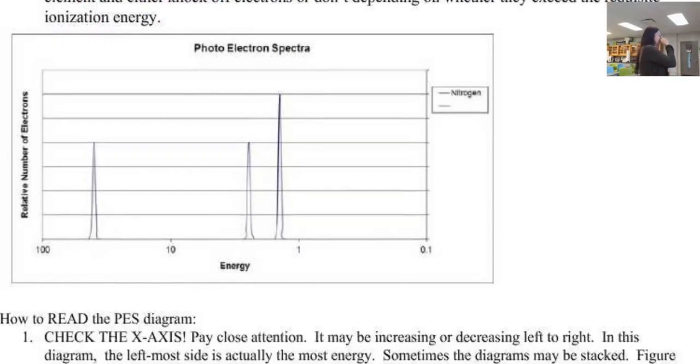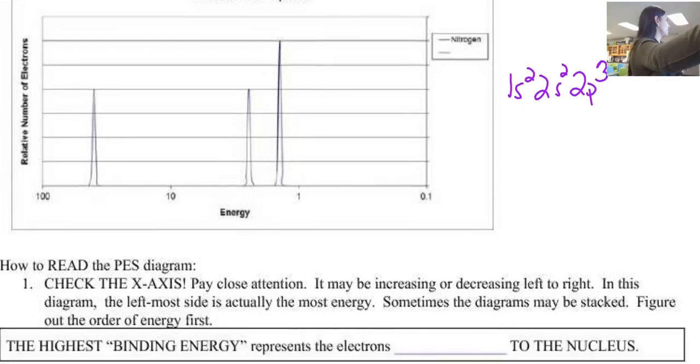Okay, what does it look like? All right. This is an example of a photoelectron spectrum for nitrogen. So we know that nitrogen is 1s2, 2s2, 2p3, okay? And so we know that it has 7 protons, and so if it's a neutral atom, then it should have 7 electrons, okay? And we're not worried about it being diatomic right now. So we want to make sure that we know how to read these. Actually, let's just go right through the list.